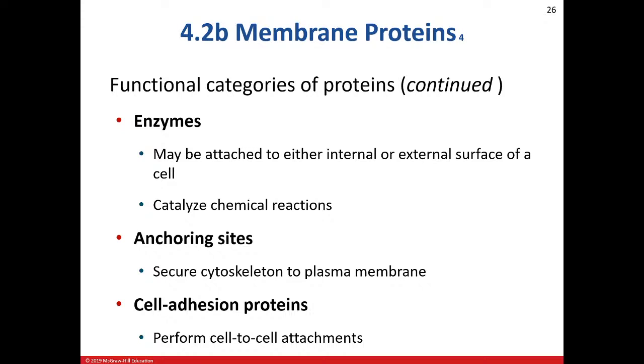So functional categories of proteins still, we've got enzymes. Now enzymes are important. Enzymes do most of the work in a cell. And they can either be attached to the membrane, on the internal or the external surface. There are also enzymes floating around in the cell. And they catalyze chemical reactions. In other words, they speed up chemical reactions.